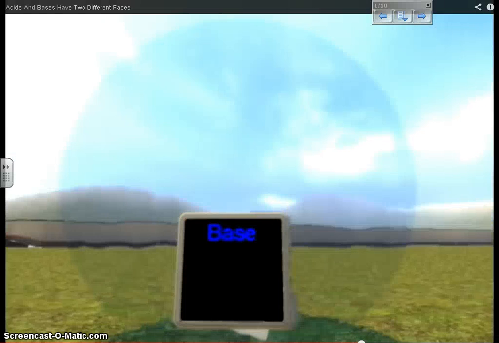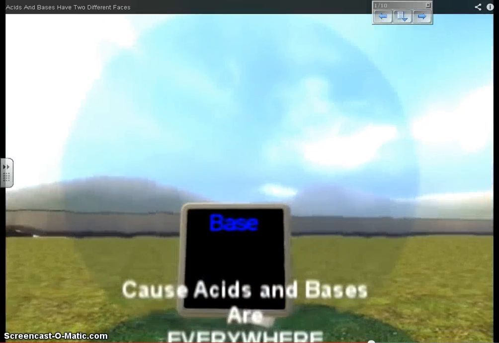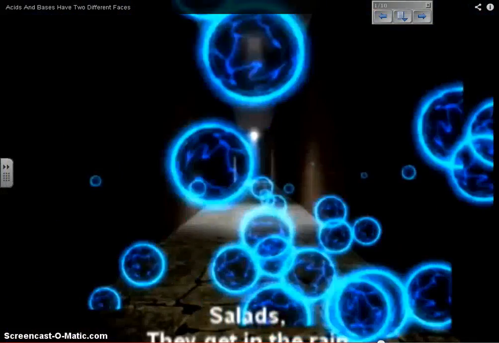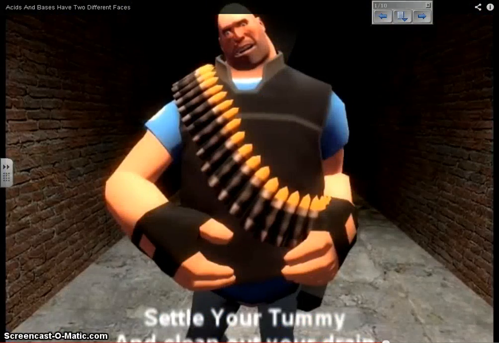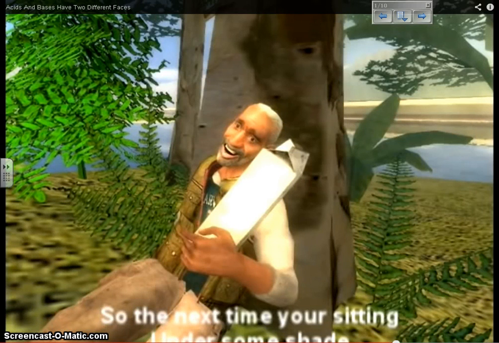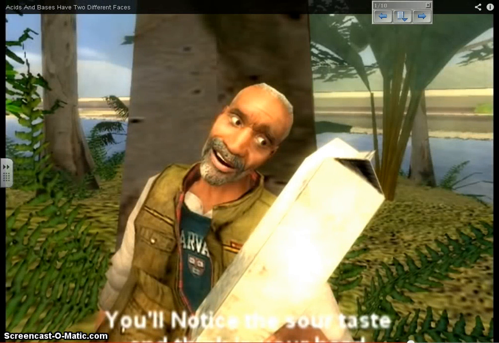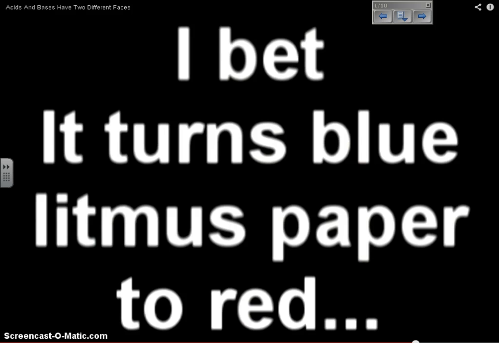Well, acids and bases, now why should you care? Because acids and bases are everywhere. You put them on salads and they get in the rain. They settle your tummy and clean out your drain. So the next time you're sitting under some shade and you're sipping a glass full of real lemonade, you'll notice the sour taste and think in your head, I bet it turns blue litmus paper to red.